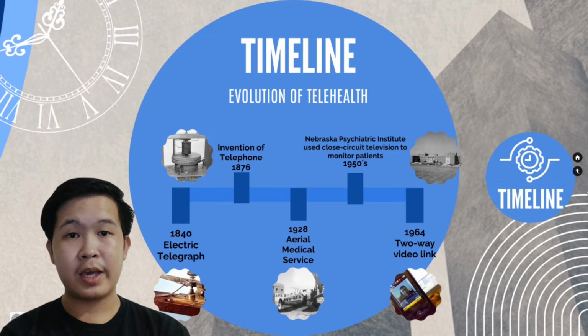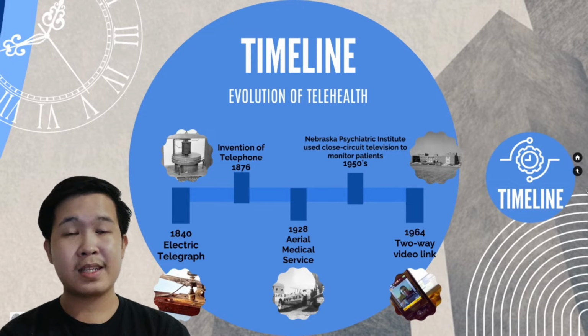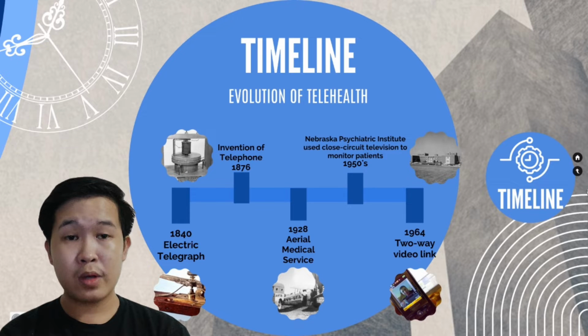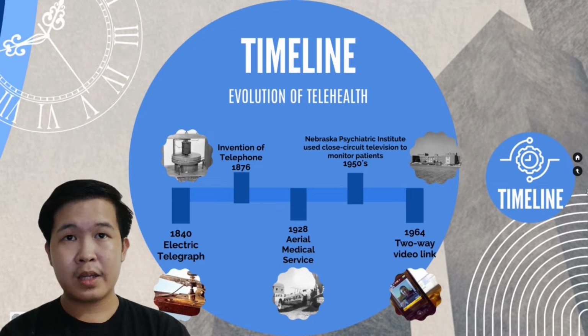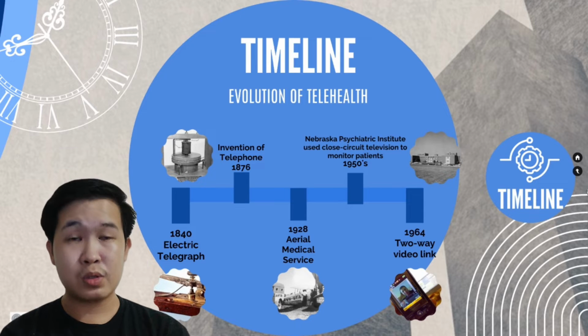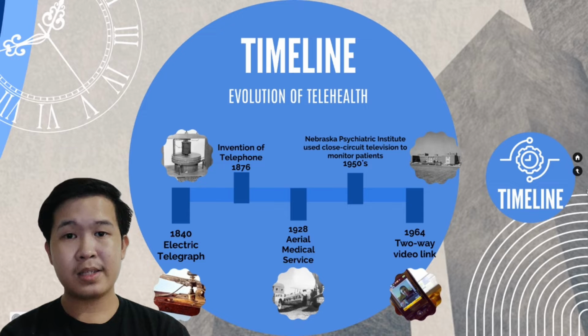In 1840, electric telegraph was invented. In 1876, telephone was invented. In 1928, Aerial Medical Service was the first organization that has limited geographical access to healthcare with the help of telecommunication. In 1950s, Nebraska Psychiatric Institute used closed-circuit television to monitor patients. In 1964, two-way video link was established.